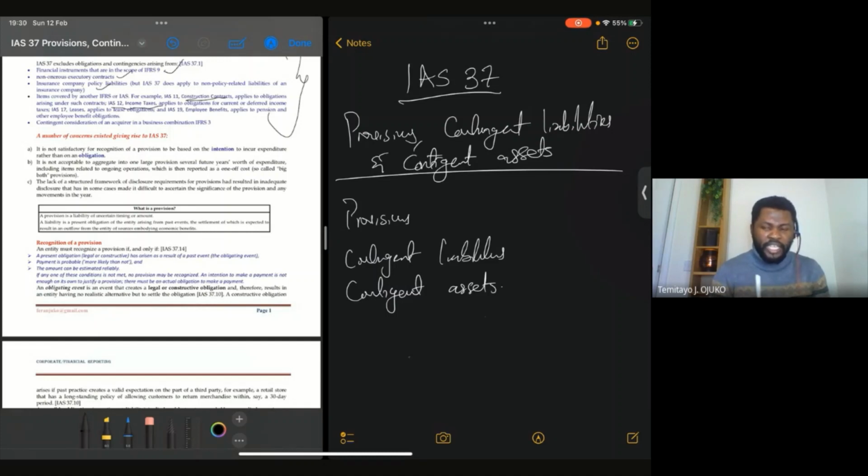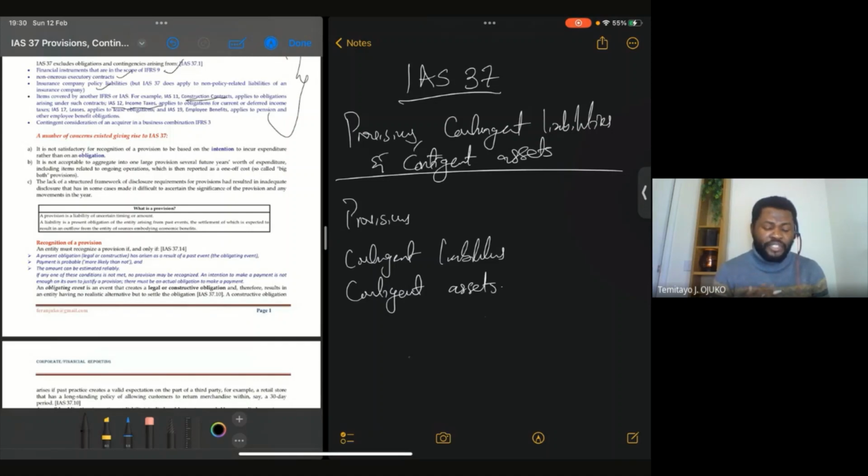Two, it is not acceptable to aggregate into one large provision several future years' worth of expenditure, including those related to ongoing operation, which is then reported as one-off cost, so-called big bath. So some people just drop in expenditure that is worth more than a year's value. For example, you're on a long-run expenditure for 5 years and you're packing the whole of the expenditure for that 5 years in a single year. Now, this is one of the reasons why IS 37 was brought into place so that it can be controlled.